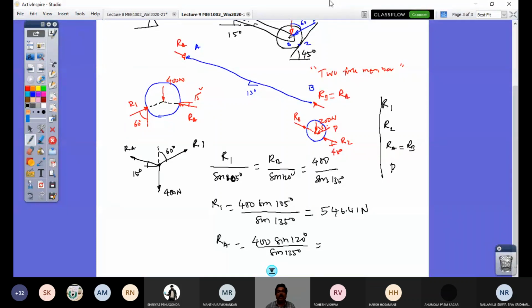Having RA found, I now know what this member is. This member is under compression, so the internal force would be resisting this. That internal force in this member is to be represented in the opposite sense, like this. This representation is what is called the compressive nature of internal force, same as that of this, and 490 Newton was just found out. So I know here what RB is in this diagram, 490 Newton.